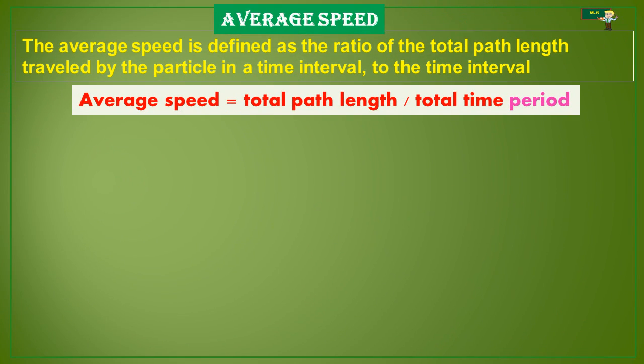And what do we mean by the average speed? The average speed is defined as the ratio of the total path length travelled by a particle in the time interval to the time interval. Average speed is equal to total path length divided by total time period.